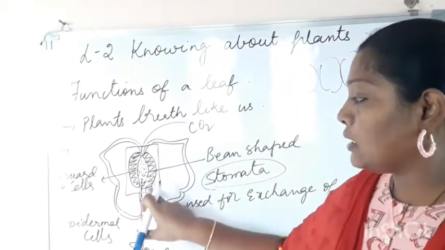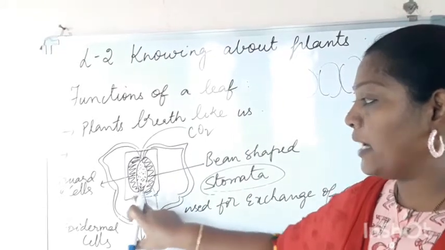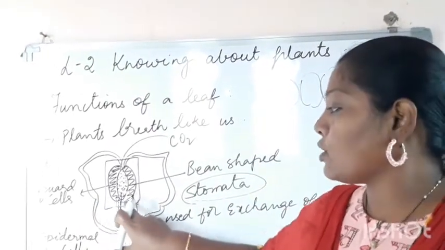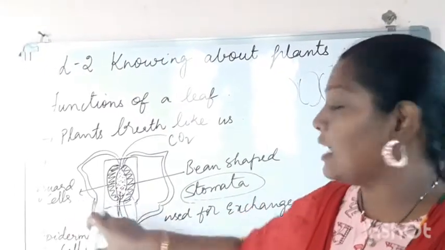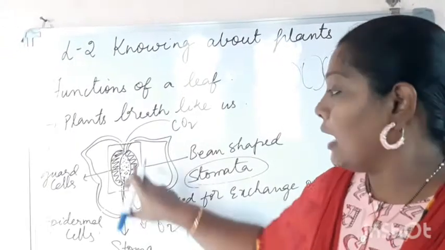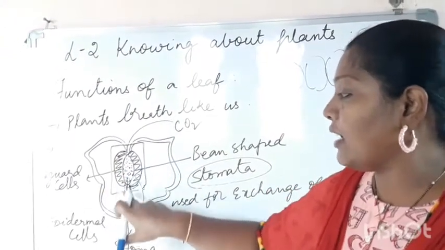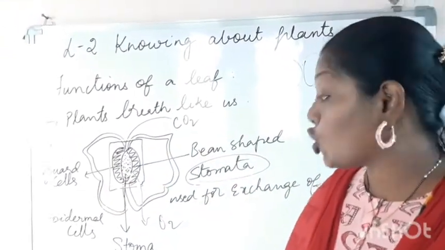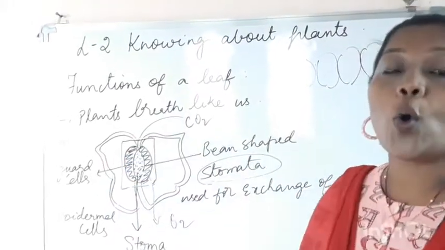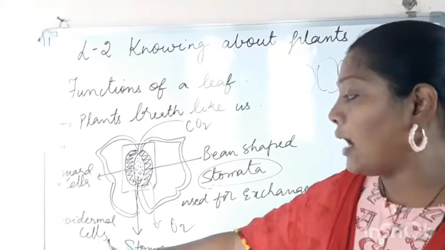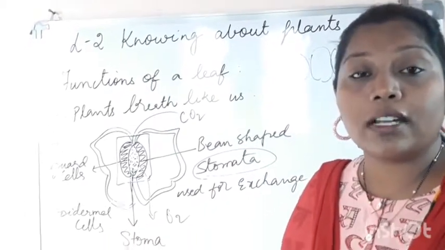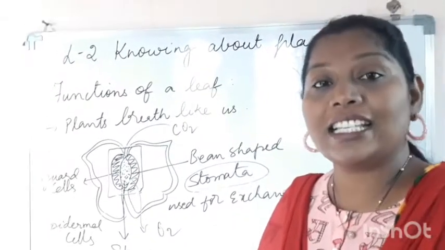The outer part of the stomata contains the guard cells, and inside you have the stoma. Okay. Outer guard cells you have, and inside you have the stoma. And around the stomata you have supporting cells which are called epidermal cells. What are those, children? Epidermal cells.